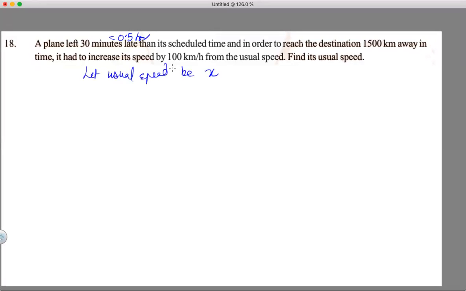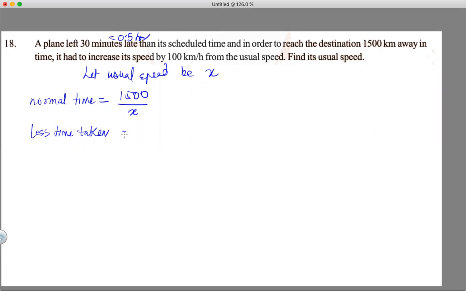ठीक है. So the normal time is t, which is equal to distance upon velocity, right? Distance upon speed. So 1500 है distance, तो by speed, इतने hours लेता है ये, right? Normally. लेकिन उस दिन इसने less time taken.